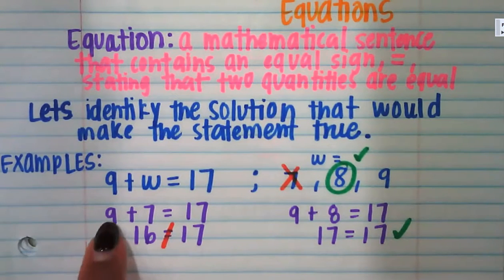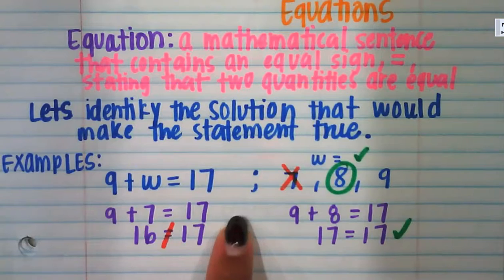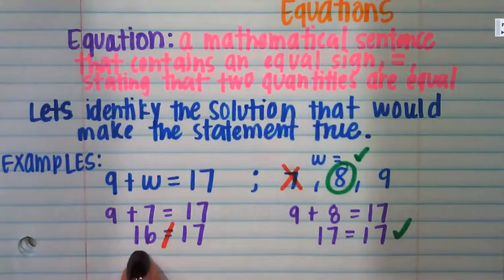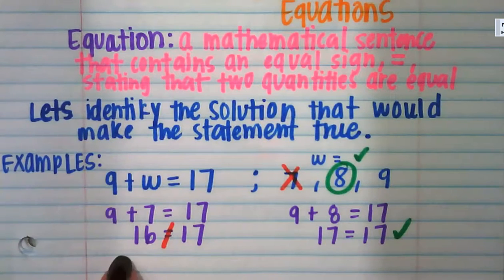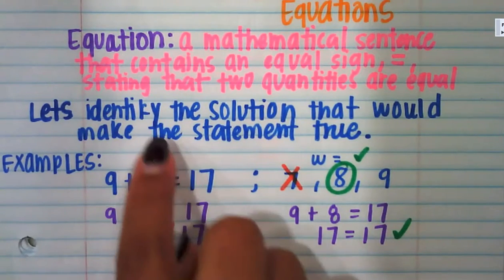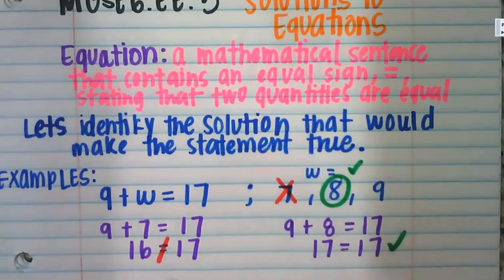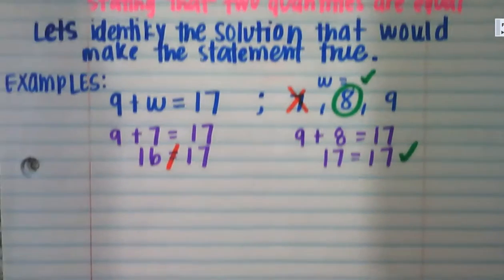Notice that I'm looking at each side of the equation. 9 plus 7, I'm focusing here. 9 plus 7 is 16. 17 on this side. 16 is not equal to 17. I go over here. 9 plus 8 is 17. 17 is equal to 17, making our equation, our statement of two quantities being equal. We have our solution here. So let's take a look at another example.